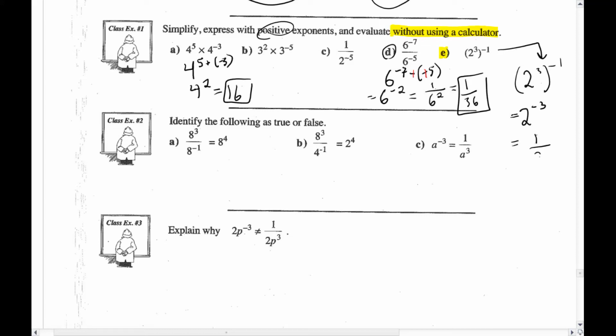1 divided by 2 to the power of positive 3. And then we want to evaluate that, 2 to the power of 3. We want to calculate that. 2 to the power of 3 means 2 times 2 times 2. So 2 times 2 is 4, times 2 is 8, and we get 1 over 8. Hopefully that makes sense.